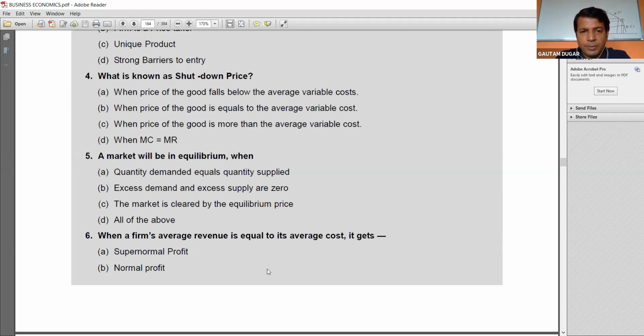Number 5. A market will be in equilibrium when? They're talking market. We are talking of market. Quantity demanded equals quantity supplied. That's true. Excess demand, excess supply is 0. That is also true. The market is cleared by the equilibrium price. That is also true. It's D.